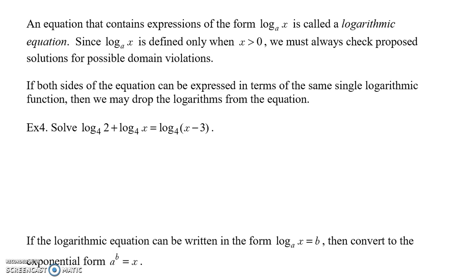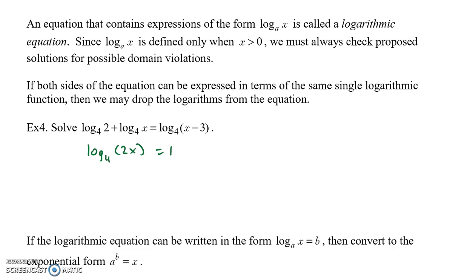We can do that using the product rule for logarithms, which says that a sum of logarithms can be written as a single logarithm of a product. So on the left-hand side, we would write log base 4 of 2 times x. So a sum of logarithms, where the logarithms are of the same type, they have the same base, can be expressed as a single logarithm of a product.